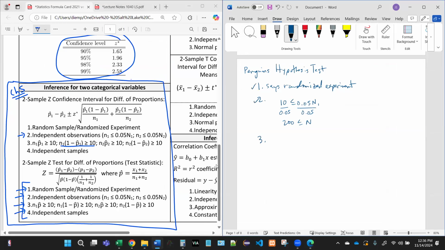Then 3, we have to make sure that under the null, we're expecting at least 10 successes and at least 10 failures. So for both groups, we need this n1 p hat to be greater than or equal to 10. The p hat, notice there's no subscript there. This is not p1 hat, it's not p2 hat. This is the pooled proportion. So it's different than the confidence interval. It's similar, but the numbers will be different.